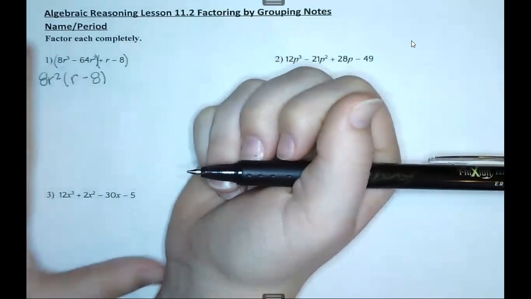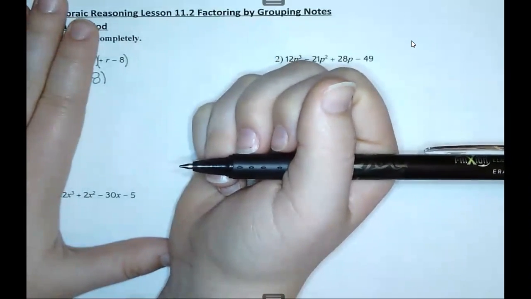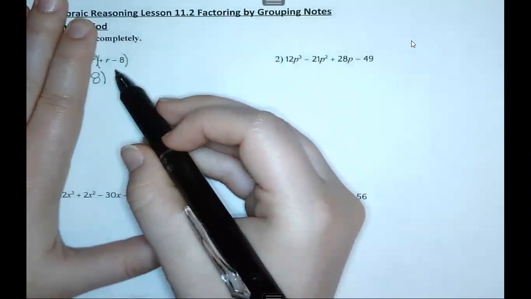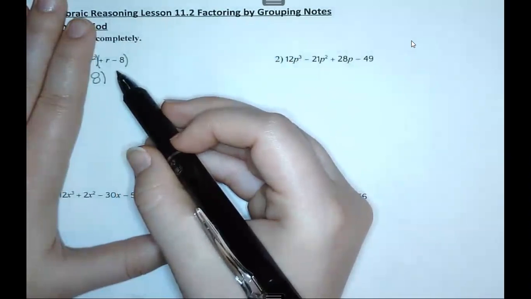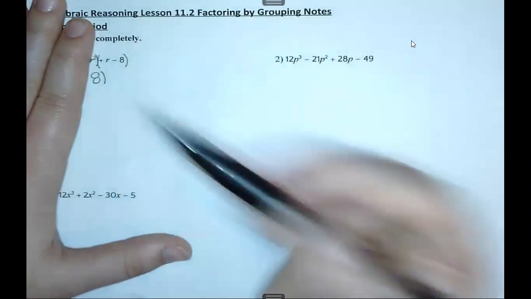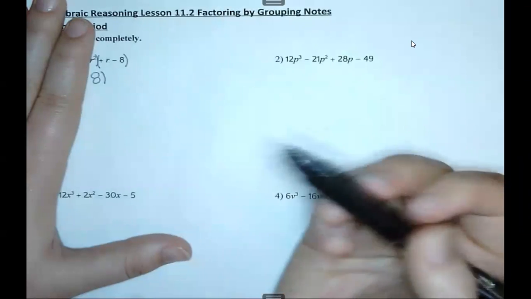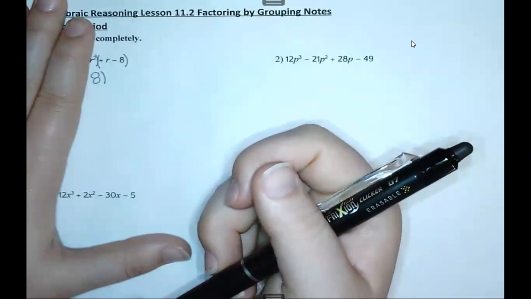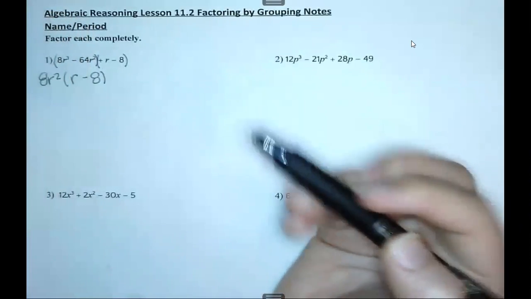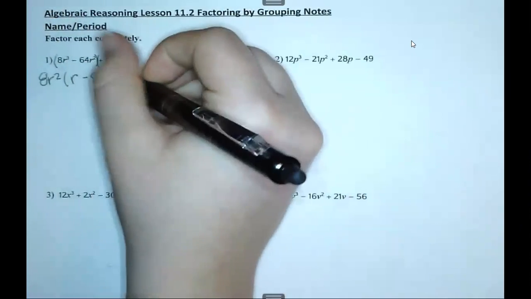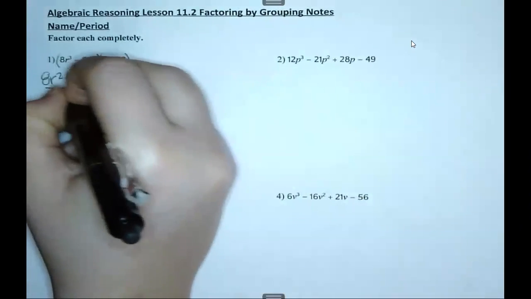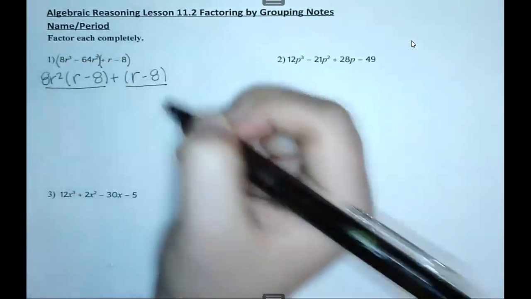Now we're going to cover up the first set of parentheses, and we're going to do the same thing here. I'm looking for something that these 2 might have in common. Are there any numbers that I can pull out of r and negative 8? No, because r doesn't even have a number. And then I think about variables. Well, this one has an r, but this one doesn't. So there is no GCF here. So I just have a plus r minus 8. So here's my first piece, and here's my second piece.